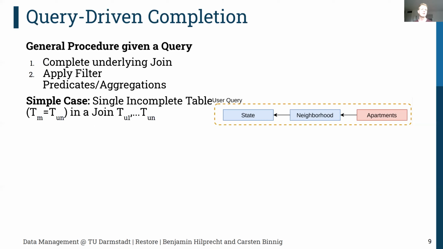A simple case is to have only a single incomplete table in a join of several tables. So here we might have a join of states, neighborhoods, and apartments, whereas only the apartments table is incomplete. In the paper, we also discuss the more complex cases where we have several incomplete tables, but for simplicity, we stick to just the single incomplete table case in this presentation.